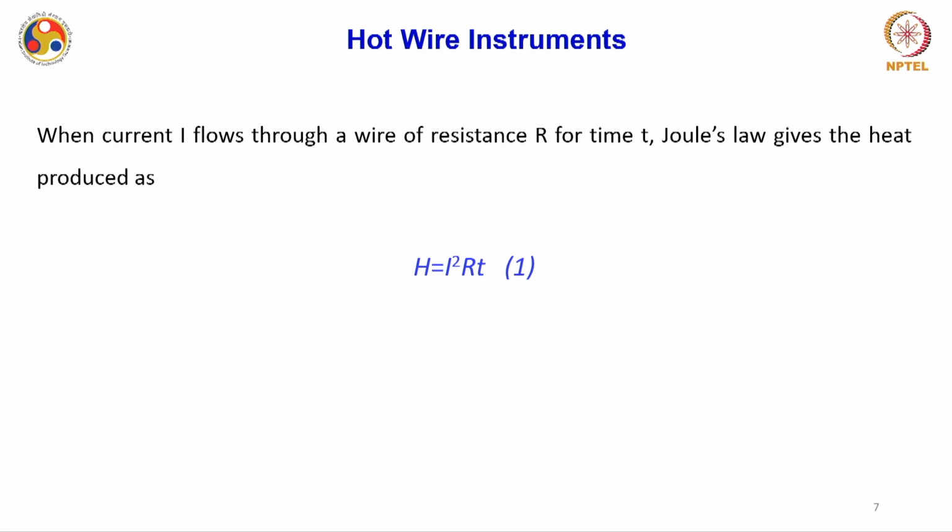When a current I flows through a wire of resistance R for a certain time T, according to Joule's law, the heat produced in the wire can be given by equation 1, which says that the heat H is equal to I squared R T, where I is the current which was flowing through this, and R is the resistance. I am calling this equation 1.